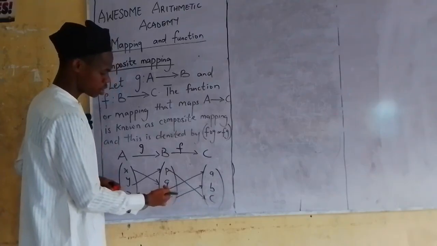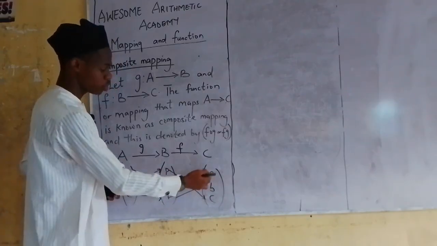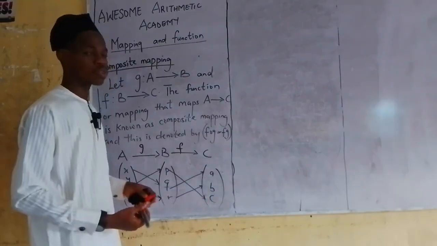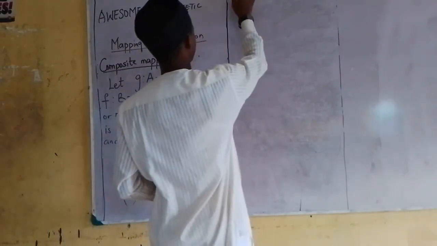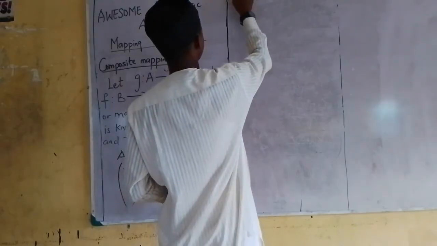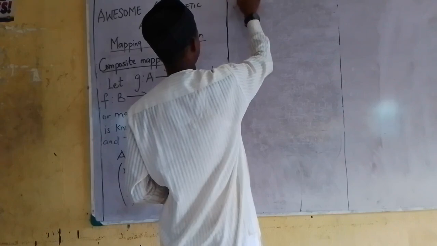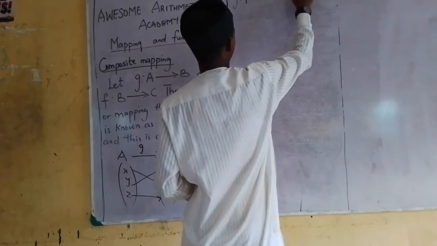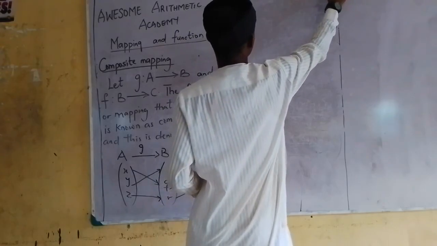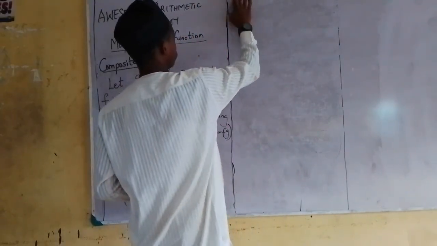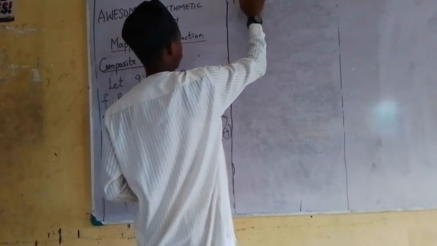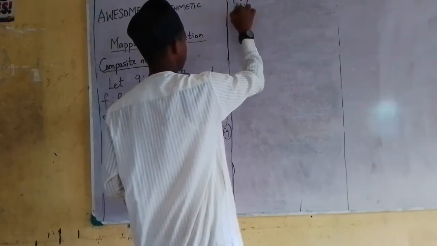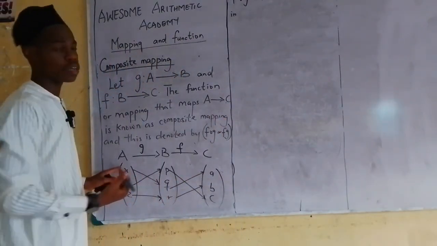Now, if we take B as the input, f will take p and produce c, f will take q and produce a, and f will take r and produce b. So now what you are saying is that f of g, which is the composite mapping, takes an element in A and produces an image in C.